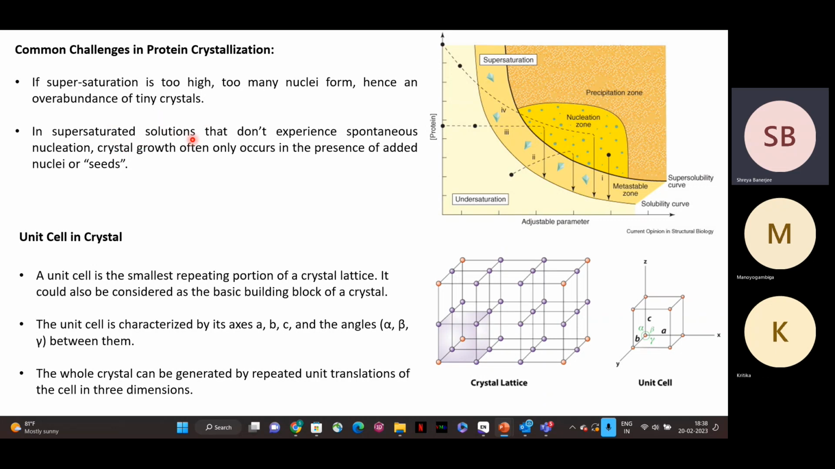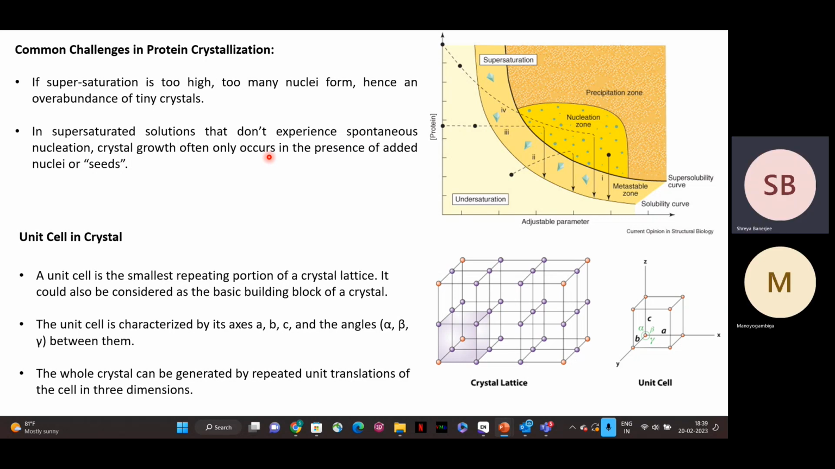Secondly, in many supersaturated solutions, the spontaneous nucleation does not occur. So you need to add a small crystal of the protein, which is called a seed, so that the crystal can grow around that seed. So these are some challenges faced in protein crystallization.